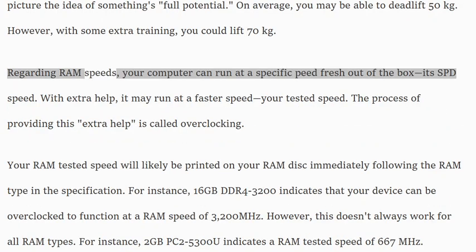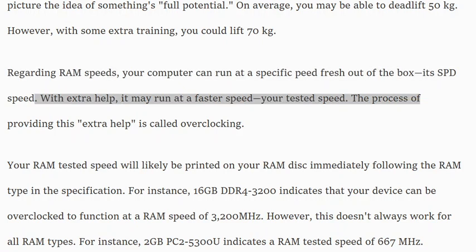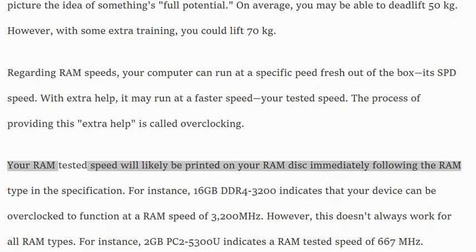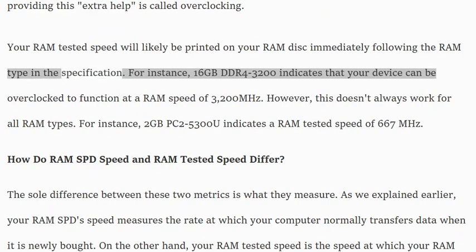Regarding RAM speeds, your computer can run at a specific speed fresh out of the box, its SPD speed. With extra help, it may run at a faster speed, your tested speed. The process of providing this extra help is called overclocking. Your RAM tested speed will likely be printed on your RAM disk immediately following the RAM type in the specification.